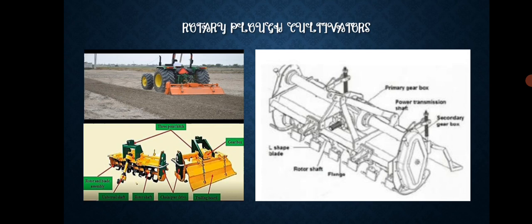The functional components include a rotor fitted with L-shaped blades, 36 to 48 steel blades, gearbox, power shaft, sprocket chain drive, universal joint, leveling board, shield, depth control arrangement, and 3-point hitching provisions.